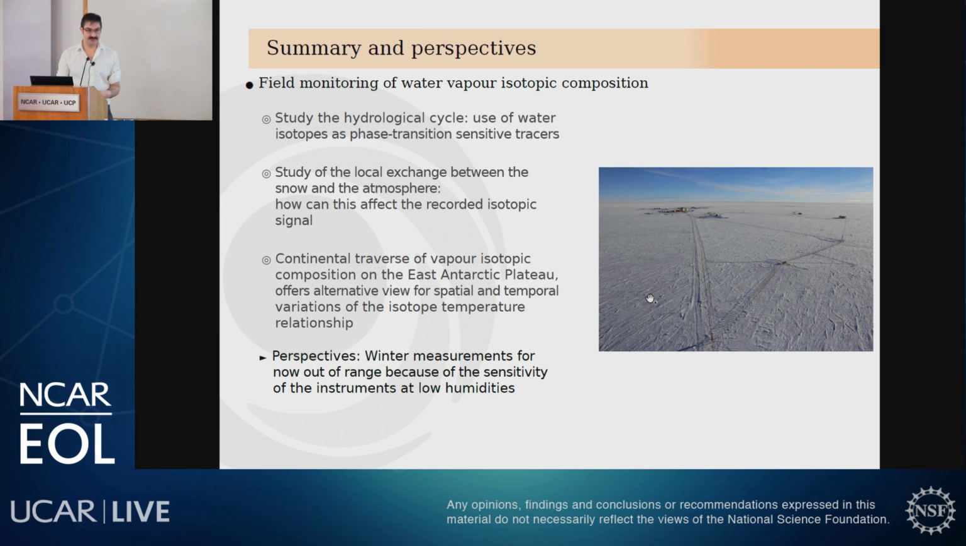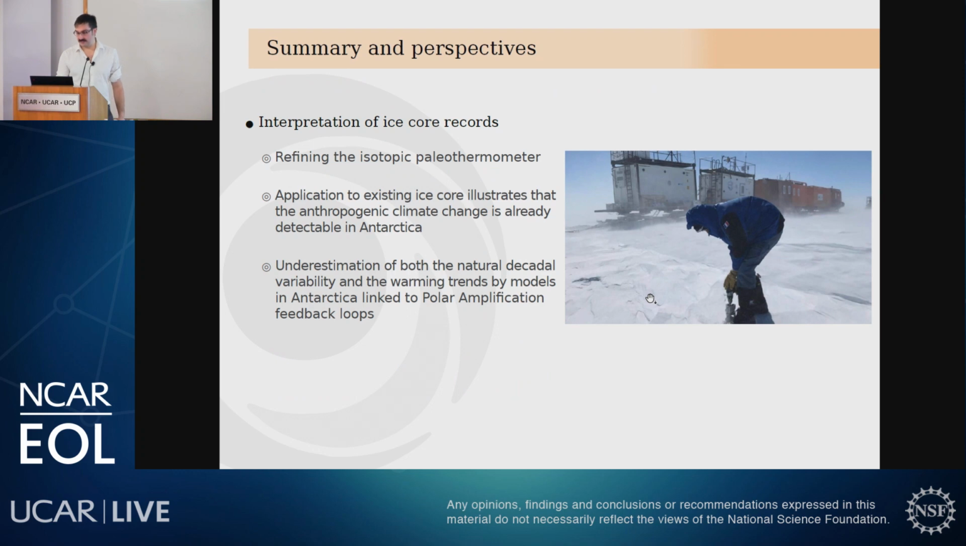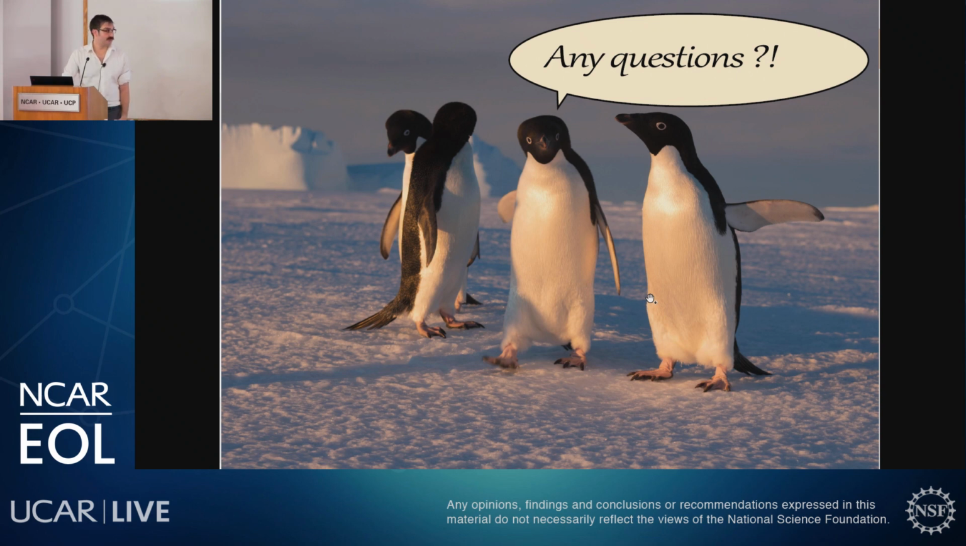And so this would be the next step, to be able to have instruments that are able to measure year-long in Antarctica. And for interpretation of ice core records, this basically has been super interesting to be able to refine the isotopic paleothermometer and to try to apply it to those 78 ice cores that already exist in Antarctica, and to look into how both the natural decadal variability and the warming trend have been underestimated in models, probably linked to polar amplification feedback loops. So thank you so much, and if you have any questions, I'm happy to answer.